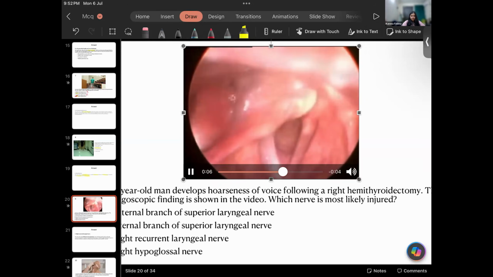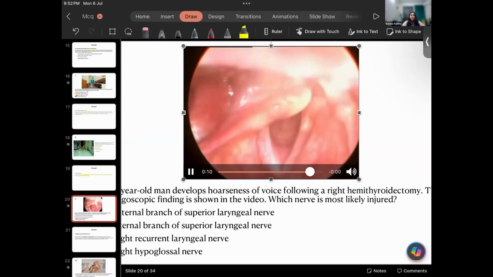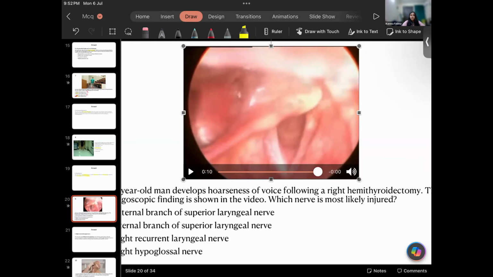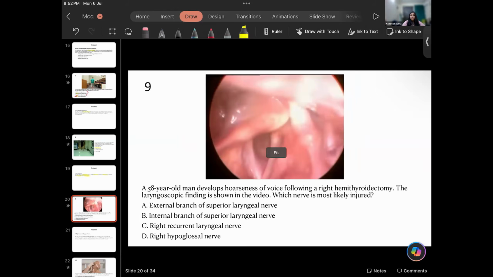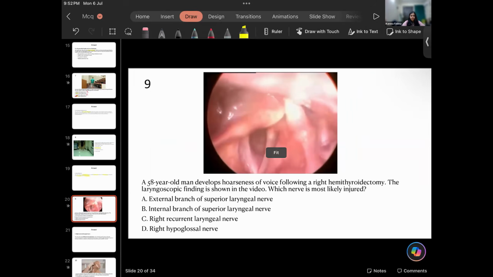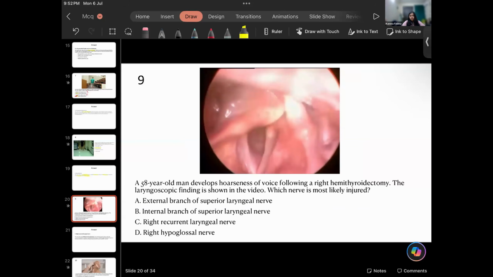In this video, we can see that only one half of the vocal cord is moving and the other half is paralyzed. It is a case of unilateral vocal cord paralysis. So what is the cause of the unilateral vocal cord paralysis? They have given a history. The patient has undergone a right hemithyroidectomy. In thyroid surgery, the most commonly injured nerve is the recurrent laryngeal nerve. So the right recurrent laryngeal nerve must have been injured, leading to a paralysis of the right side of the vocal cord. So which nerve is most likely injured?